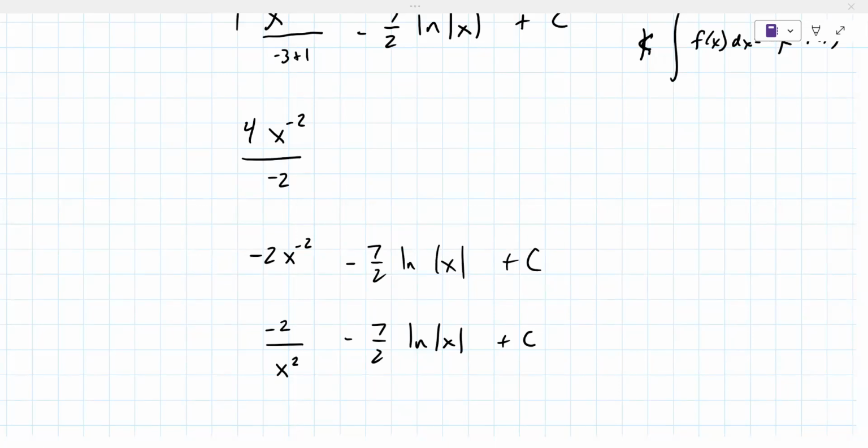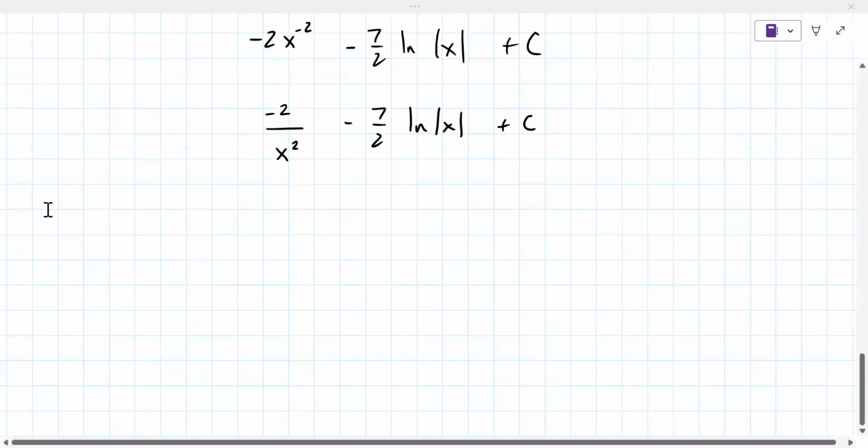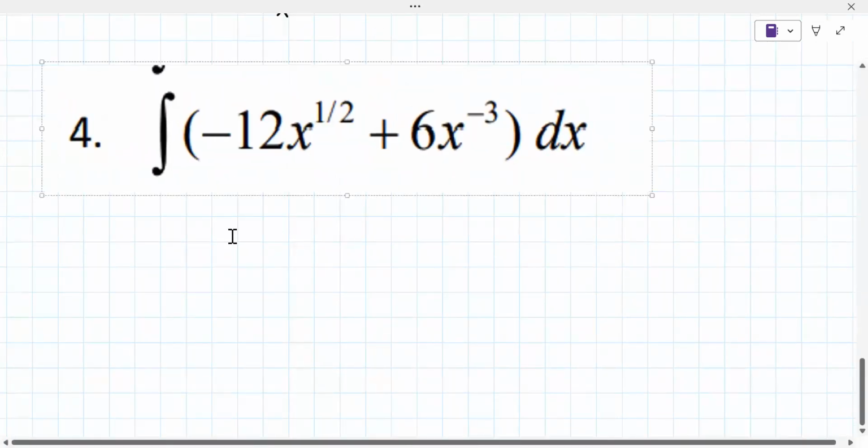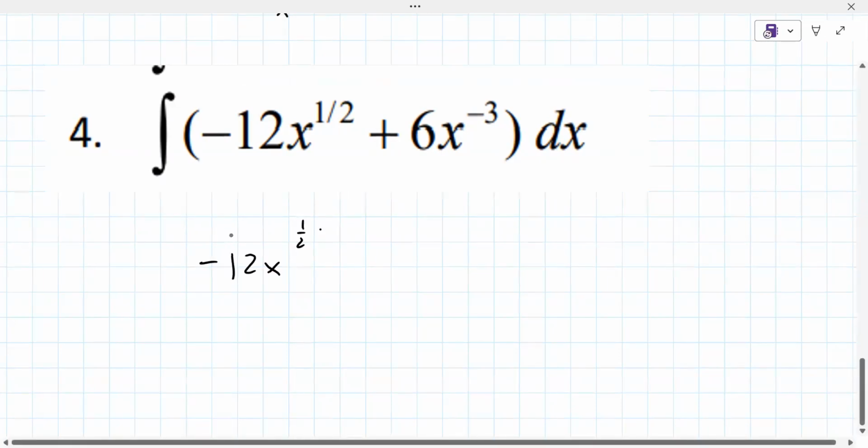Rather than giving you one like this, I think I should do at least one more. I'm going to skip to 4 next. We'll come back to 5. And then I'll give you one that's kind of a mixed review of these. This one's more like number 1, but because the exponents are fractions, that's what throws off students. So you have to just say, okay, I still am adding 1 to the exponent, and I'm still dividing by the new exponent.